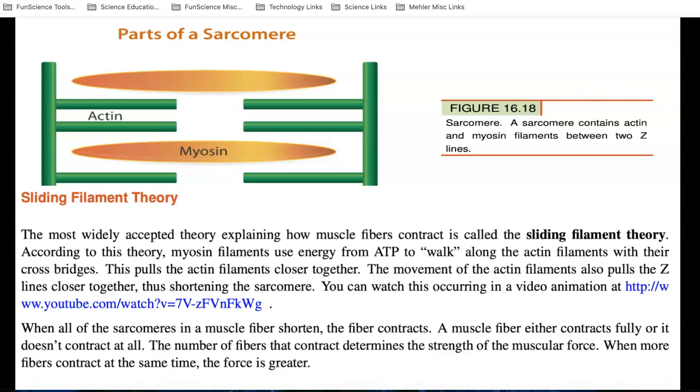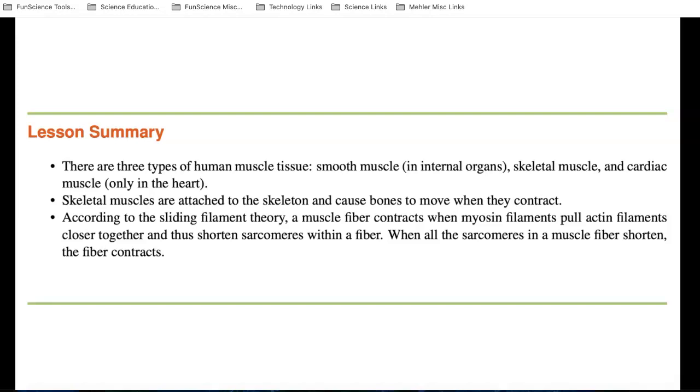Let's take a look at the next slide. In our lesson summary, make sure that you know that there are three types of muscle tissue: smooth, internal organs, skeletal muscles, all the ones that we use to move, and cardiac, only in your heart. Skeletal muscles are attached to the skeletons, and they cause the bones to move when they contract.